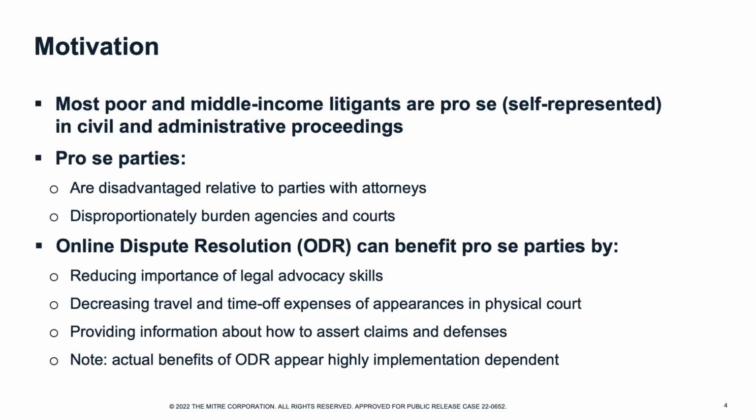Okay, so the motivation, once again, I think is one that we all share. It has to do with the fact that the majority of poor and middle income litigants in North America and elsewhere as well are self-represented in civil and administrative proceedings. It's pretty well established that pro se parties are at a disadvantage relative to parties with attorneys, but they're also a burden for agencies and courts. So we're all, I think, engaged in trying to reduce this disparity in the ways we can.